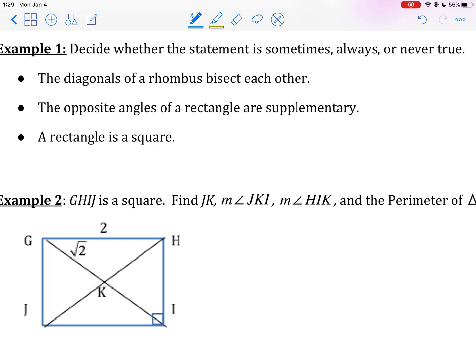All right, the first thing we're going to do is decide whether these statements are sometimes, always, or never true. The first one says the diagonals of a rhombus bisect each other. We have to remember that a square is both a rhombus and a rectangle. Diagonals bisecting each other happens in a rectangle. So is there any time when a rhombus can also be a rectangle? Yes, but it's not all the time. So this one is going to be sometimes true.